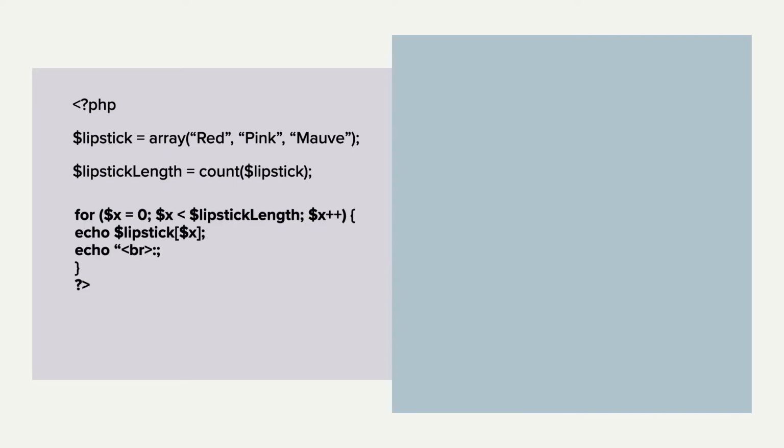Next, create a for loop that would take the first index item 0, and when the item is less than the total list length, add 1 to the index number. Echo will display the first index item, break, and display the second, third, fourth, and so on. The output would display as follows: red, pink, mauve, all on separate lines.